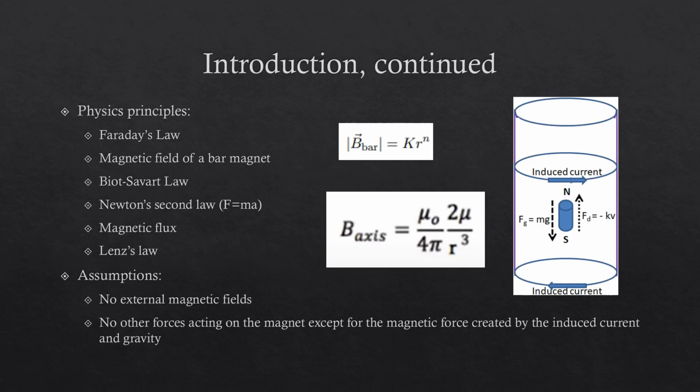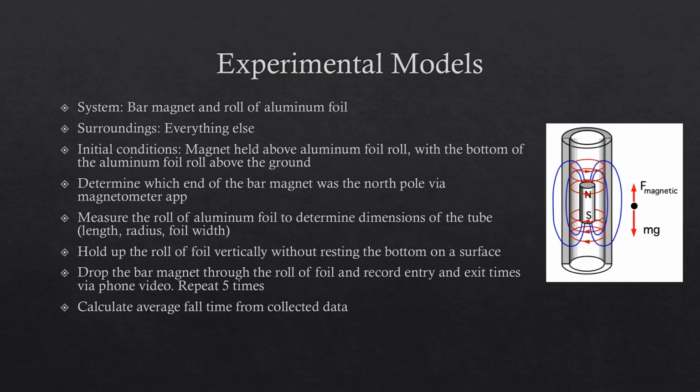The physics principles for this experiment include Faraday's law, the magnetic field of a bar magnet, Biot-Savart law, Newton's second law, magnetic flux, and Lenz's law. The assumptions I made were that there are no external magnetic fields acting on the bar magnet and no other forces acting on the magnet except for the magnetic force created by the induced current and gravity. For this experiment, the system was the bar magnet and the roll of aluminum foil through which it traveled. The surroundings were everything else.